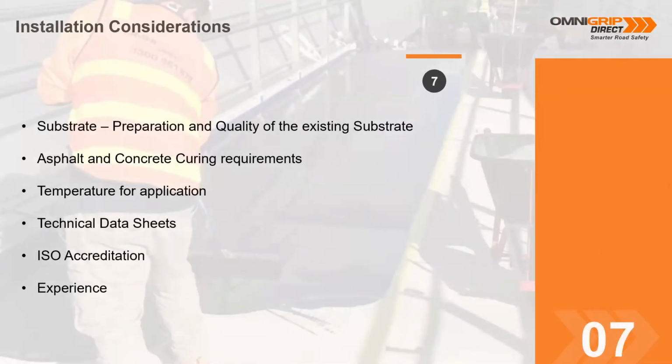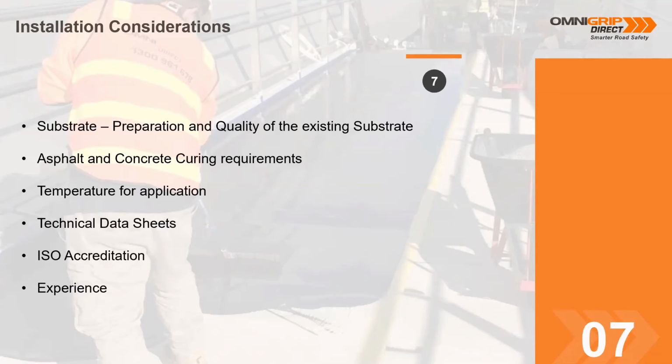Installation considerations. I've got on the screen there 6 items that I think are quite important when you're considering how a material is installed on the road. And this is important at the design stage, because once it's clarified at the design stage, people understand exactly what they need to go and source from a quotation point of view, whether it be a head contractor or a civil contractor.